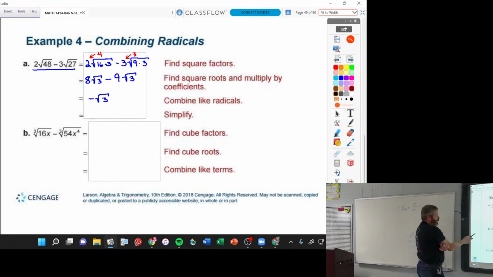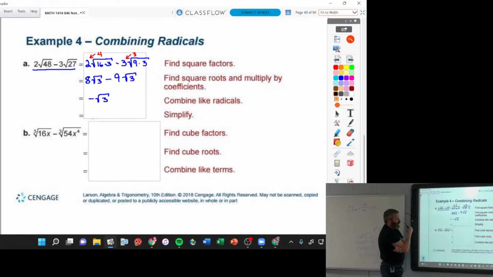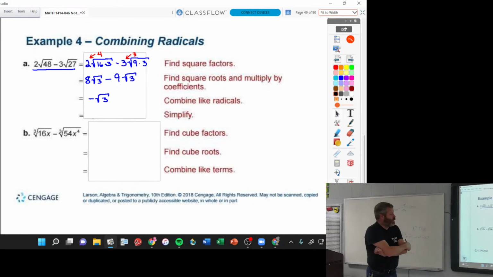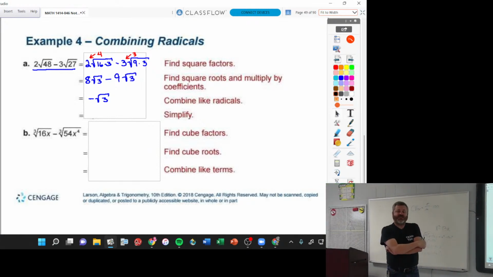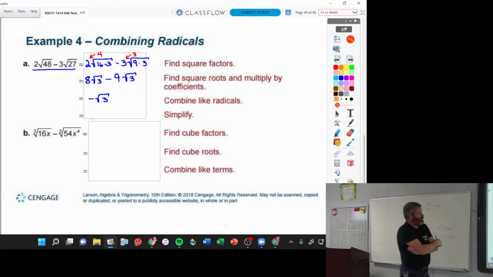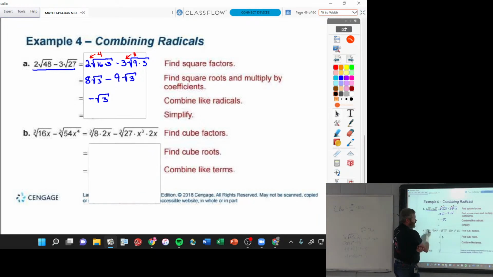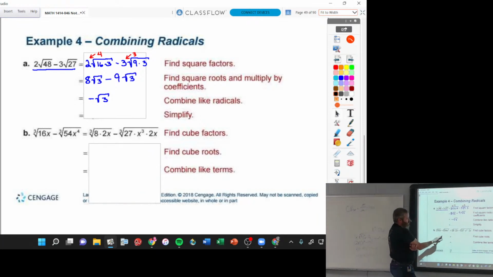54. X to the fourth does have a perfect cube in it. I could rewrite x to the fourth as x cubed times x. x cubed is a perfect cube. Here's what we've done. We've rewritten it as the cube root of 8 times 2x. 8 times 2 is 16, and there's the x.